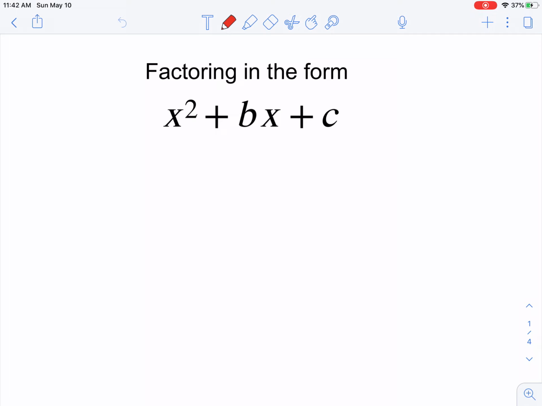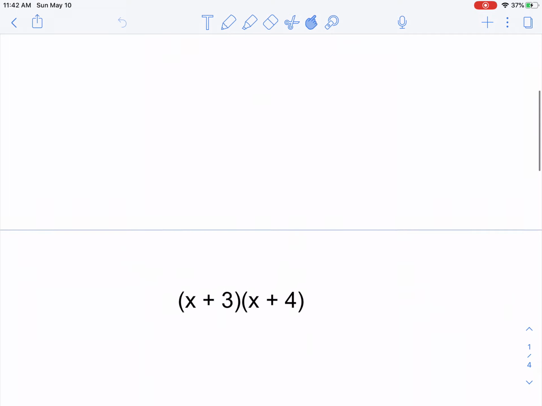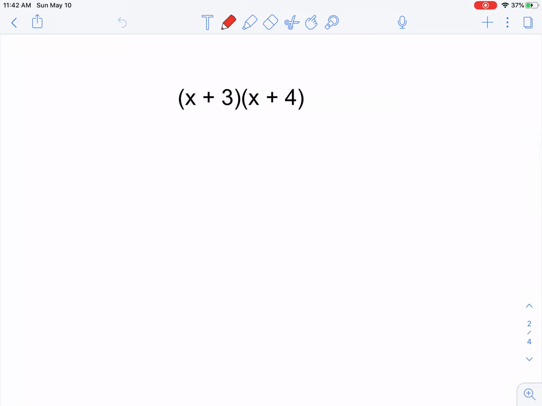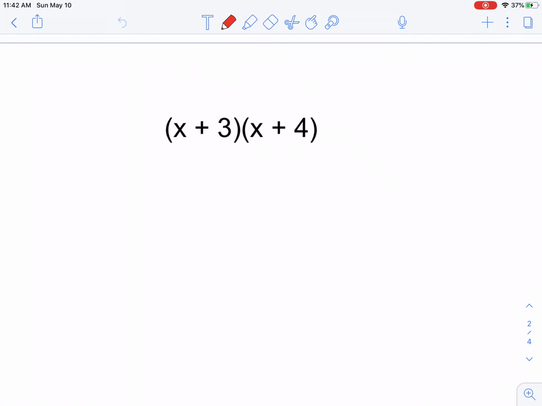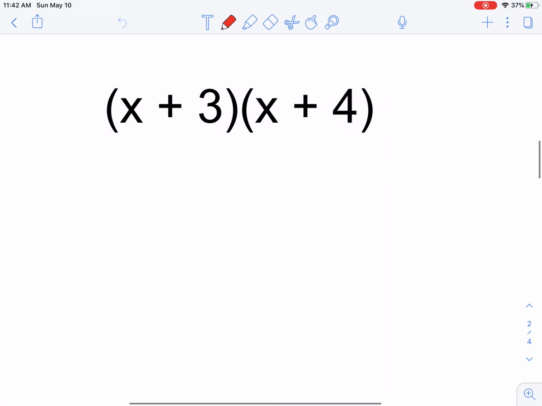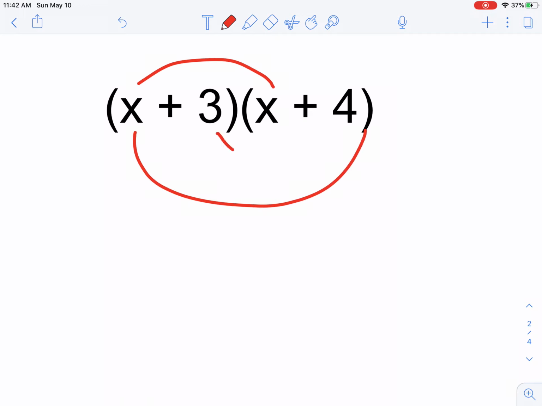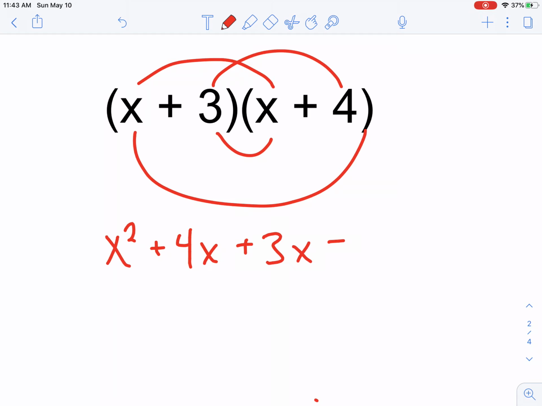couple weeks ago. And so just to review that, remember a couple weeks ago we had problems that looked like this, where it was x plus 3 times x plus 4, and we would have to FOIL this to simplify it, meaning we would just double distribute. We'd multiply x times x, then we'd multiply x times 4, then 3 times x, and then we'd multiply 3 times 4. I'd like to write like that. And so then we'd end up with x times x was x squared, x times 4 was 4x, 3 times x was 3x, and then 3 times 4 was 12.